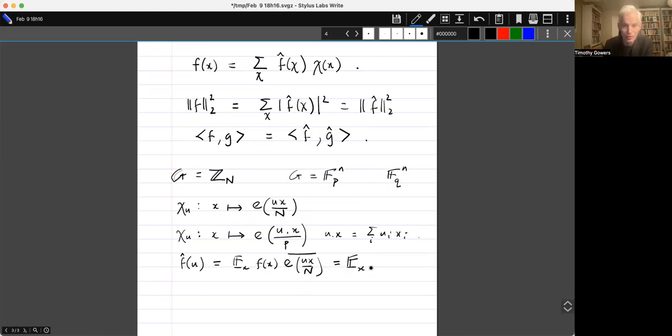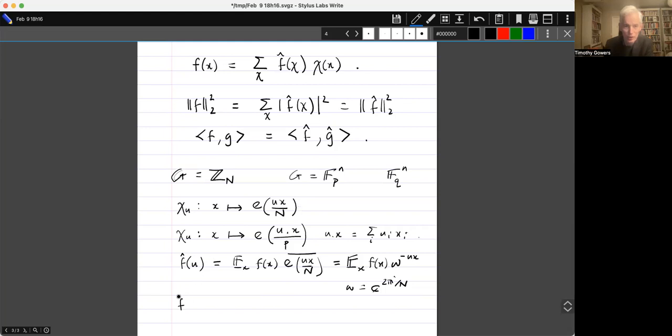I write this instead as the average of f of x omega to the minus ux, where omega equals e to the 2 pi i over n. It's just quicker to write than this, but it means exactly the same thing. And if it's really important to say which root of unity, I might write omega n or something, but usually I don't. Or another possible notation which I sometimes think of using is to write e n of ux instead of e of ux over n. I'm not sure whether I'll do that.